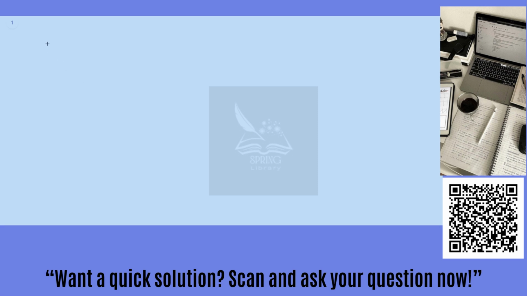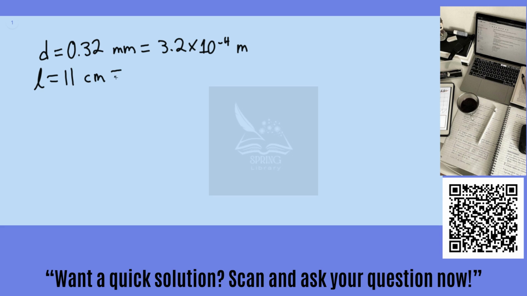So here we have a wire. We have a diameter of 0.32 millimeters. We can say that this is 3.2 times 10 to the negative fourth meters. And we have a length of 11 centimeters or 0.11 meters.